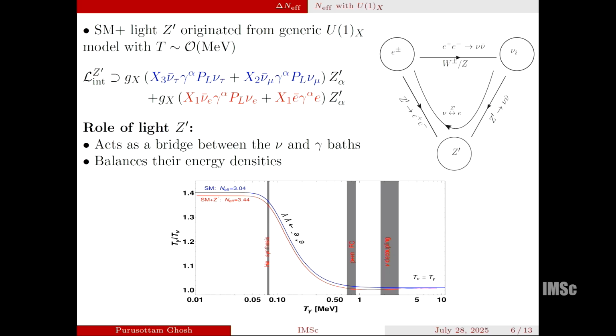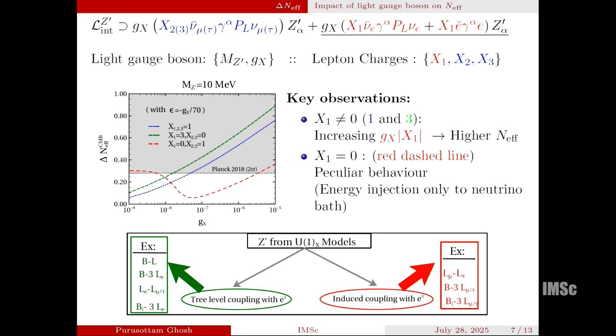Okay, so now we will try to understand how the generic U1x model is important in deciding the N effective value. Okay, so this is the important parameter. Since we are talking about the light gauge boson, the mass and coupling are important, and since we are talking about the generic U1x scenario, this x1, x2, x3 plays a crucial role in deciding the value of N effective. So this x1, x2, x3 is associated with the first, second, third generation of the lepton in the standard model. Okay, so let's discuss this plot.